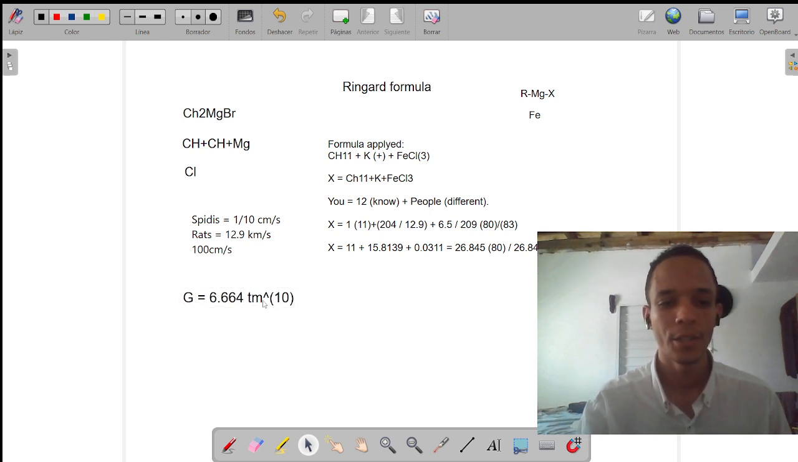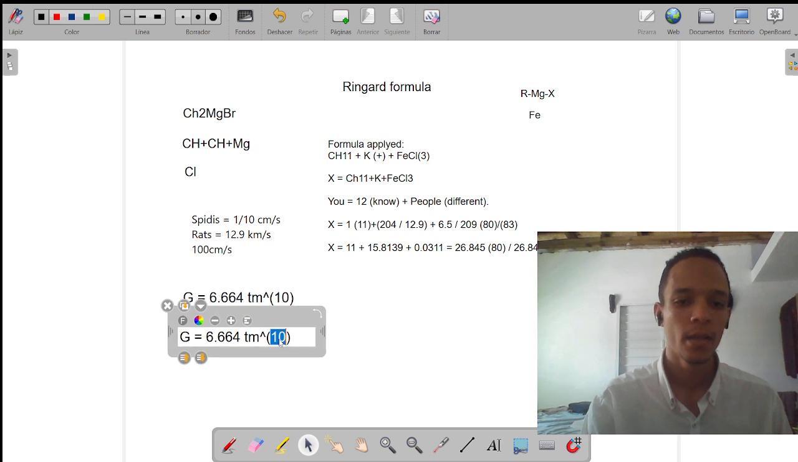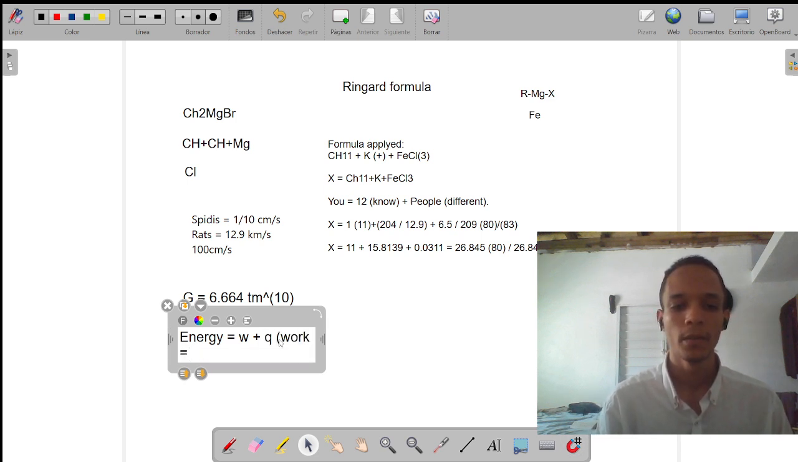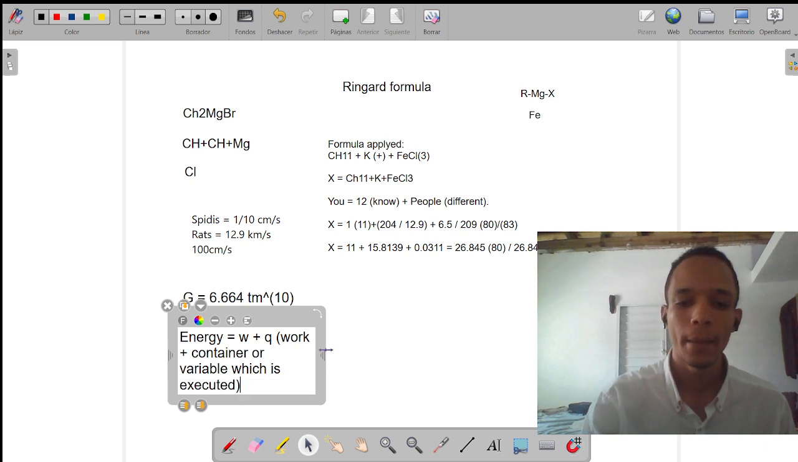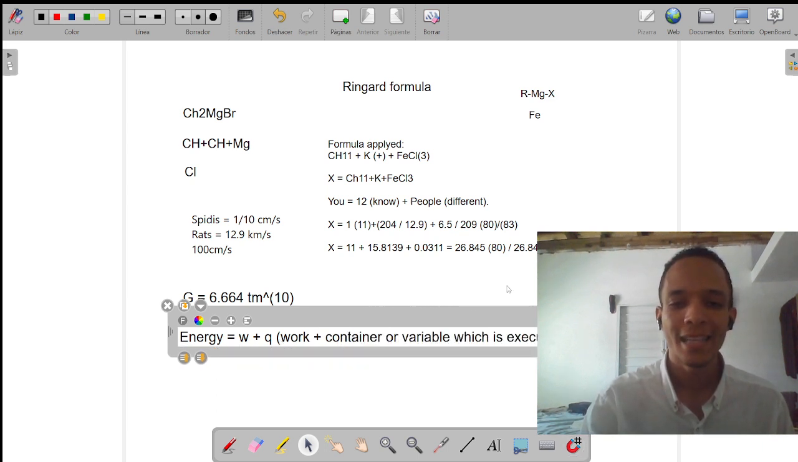And also the energy, I represented the energy in this way. Energy is very clear. Energy is equal to work plus Q, which is work plus the container or variable which is executed. Okay, and this is everything.